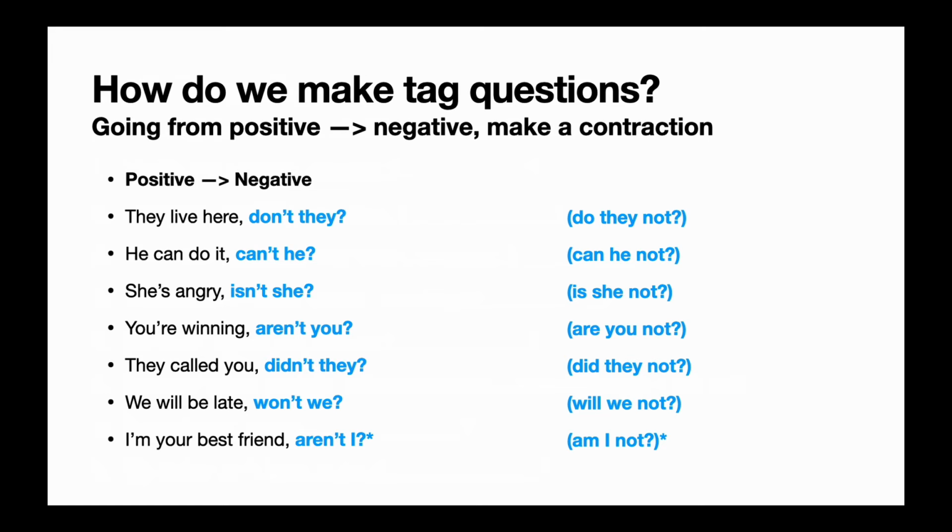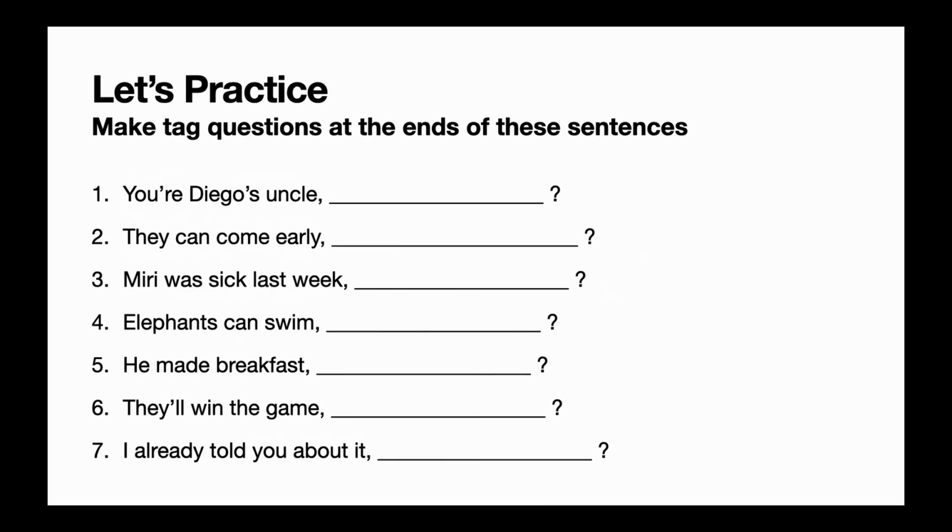However, when we make a contraction, we can't say amn't I, it just sounds weird. So we use aren't I. We say aren't I just for pronunciation purposes. If we don't make a contraction and we say am I not, we use am. So let's practice. Take these positive sentences and make negative tag questions, making sure you use the contraction form. When you're finished, unpause the video to see the answers.